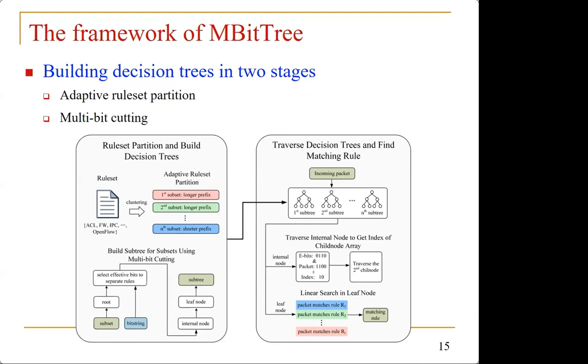A lossy partition or clustering algorithm is used to achieve adaptive lossy partition, so several subsets are obtained. Then a multi-bit cutting scheme is applied to build a tree for each subset, which selects effective bits to separate rules. In packet classification, MBitTree searches each tree to find the matching rule. To search a tree, we first look at its root node and check the type of node. If it is a leaf node, we just use linear search to get the matching rule. Otherwise, we traverse the tree until a leaf node is reached.